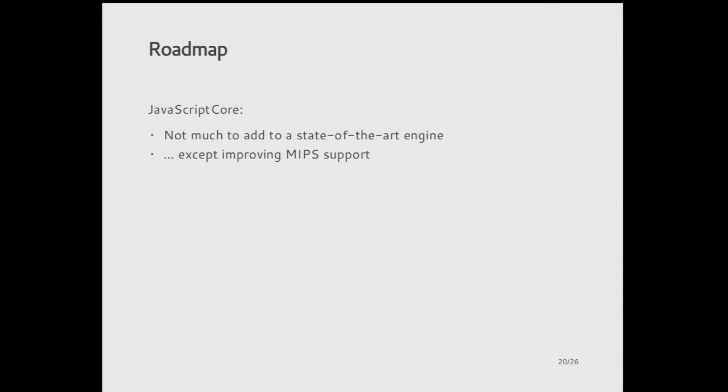The JavaScript core was, I think, the first engine to reach the latest ECMAScript compliance. What we are having trouble with is MIPS support. So essentially, the basic steps here would be to provide a MIPS builder and to fix the support for good and keep it fixed.